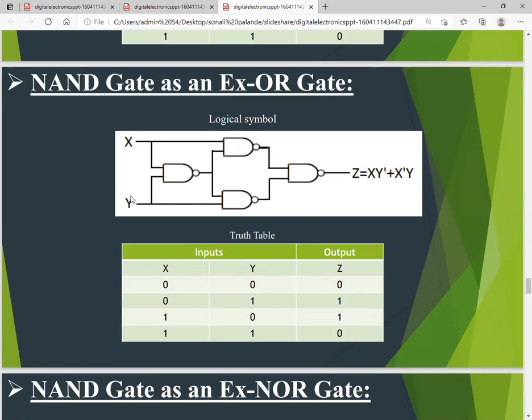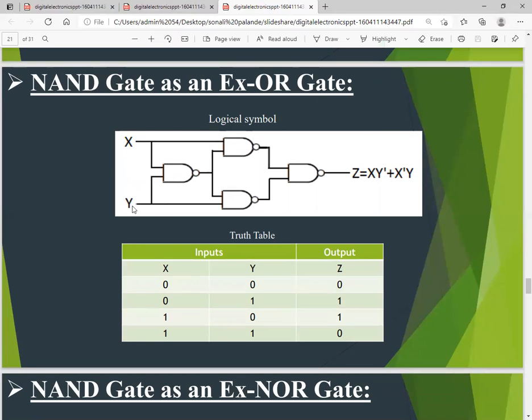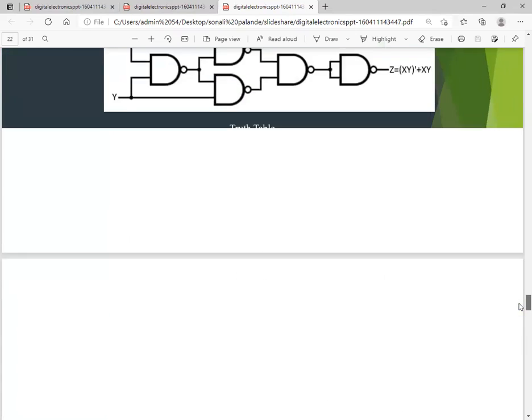If we take x equals 0 and y equals 0, then z equals 0. If x equals 0 and y equals 1, then z equals 1. If x equals 1, y equals 0, then z equals 1. And if x equals 1 and y equals 1, then z equals 0. This is the output of the XOR gate, and that's why this logical circuit is called the NAND gate as an XOR gate.